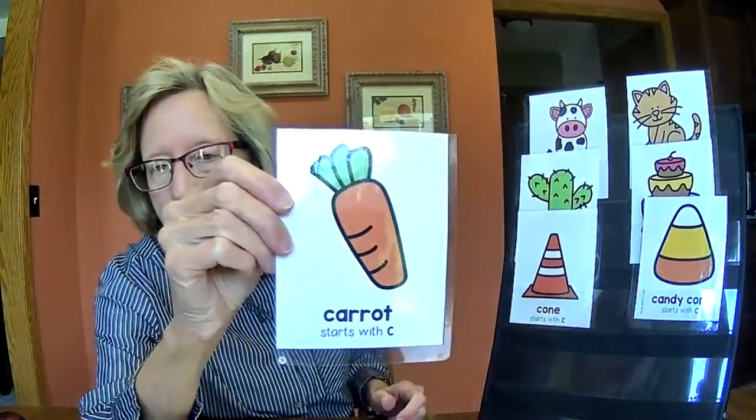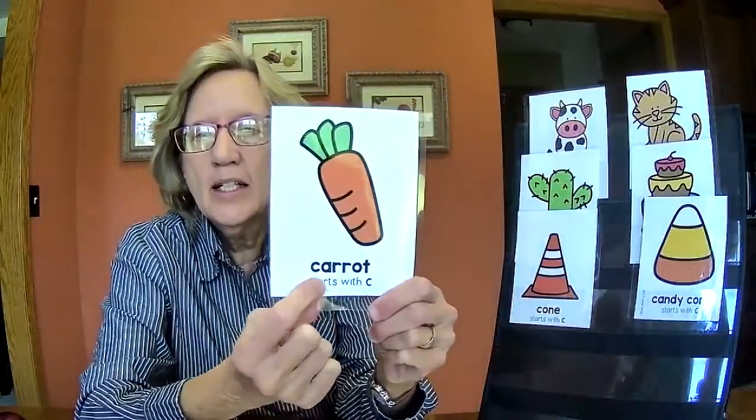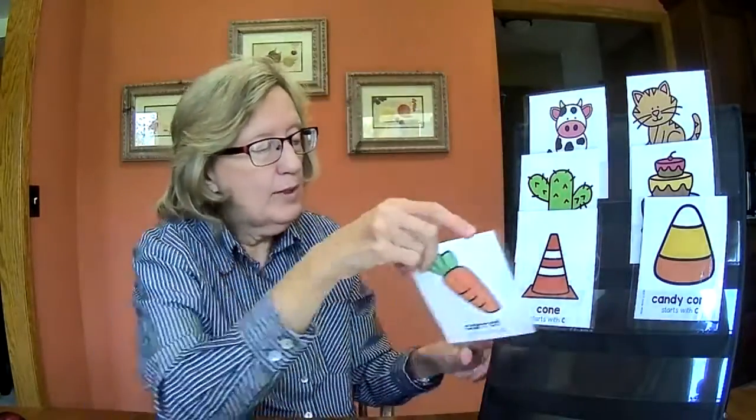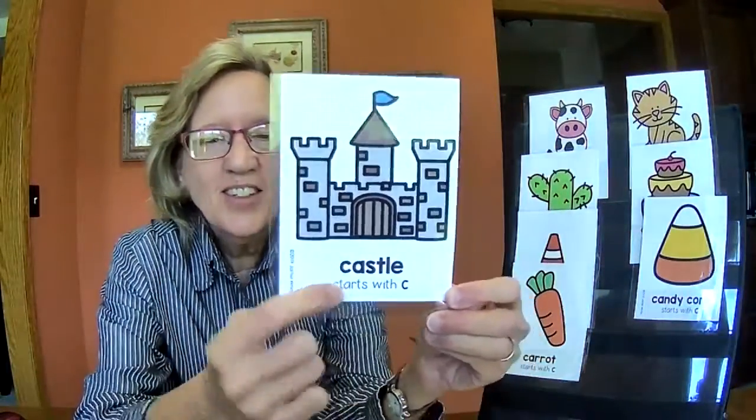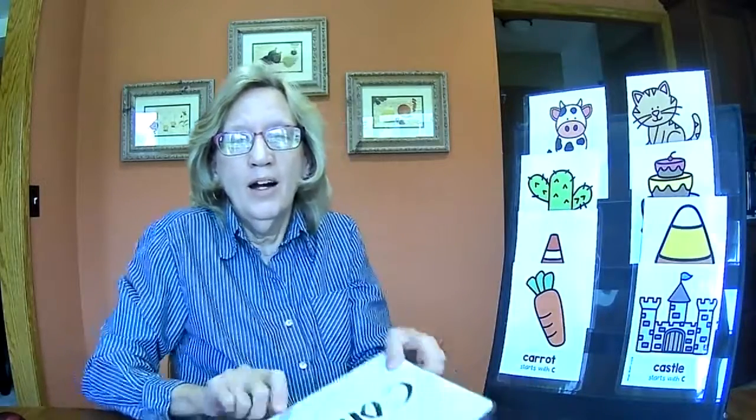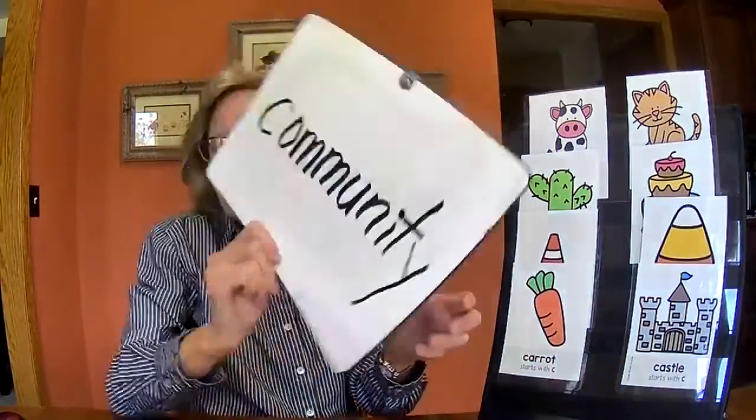All right, what do I have here? Oh, that's a carrot. You see the letter C? Carrot starts with C. How many of you like carrots to eat? They're good for you, aren't they? All right, and my last word is castle. Castle starts with the letter C, doesn't it? And these are just some of the words that start with the letter C. But let's remember that C says... for community.